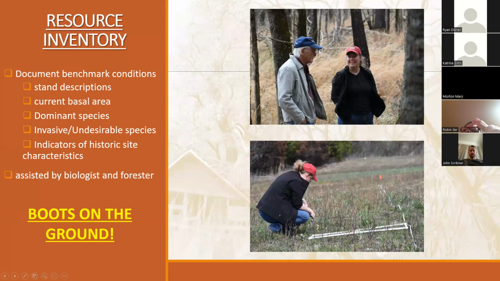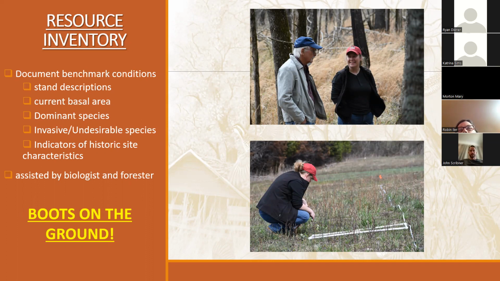So, resource inventory. After you have decided what your goals and objectives are for the property, it's time to conduct a resource inventory. This is simply going out to the property, looking at it and seeing what you've got. This is the real boots on the ground part of the planning process. You're getting out there, looking at your trees, looking at the landscape, documenting all of this information, documenting those benchmark or existing conditions. So what's out there right now on the ground, getting stand descriptions. You're going to want to take into account things like aspect and slope, fuel loads, all of that kind of stuff, getting the current basal area of those stands.